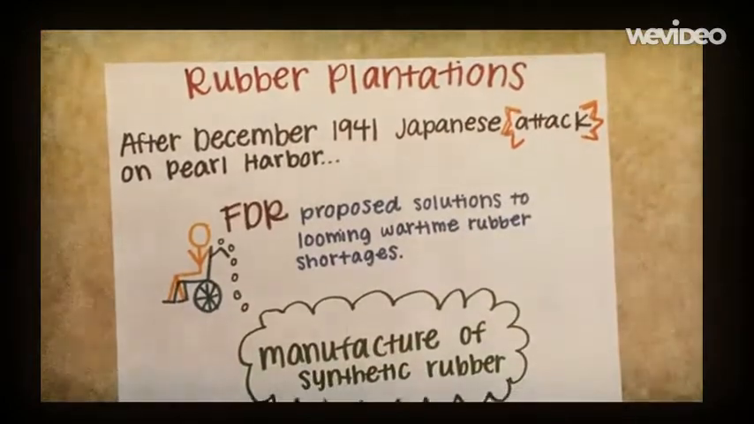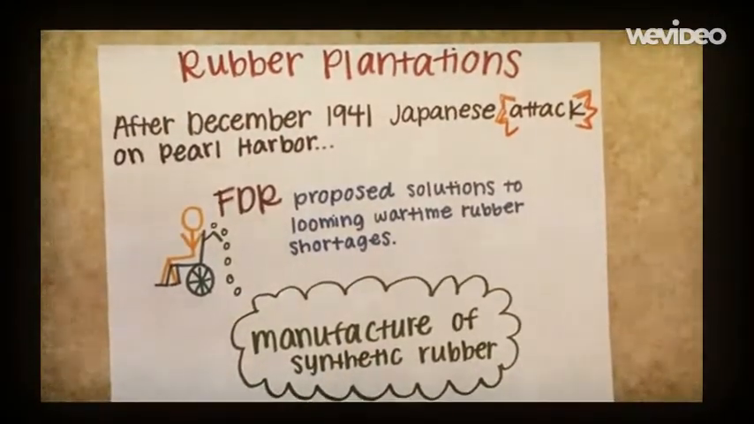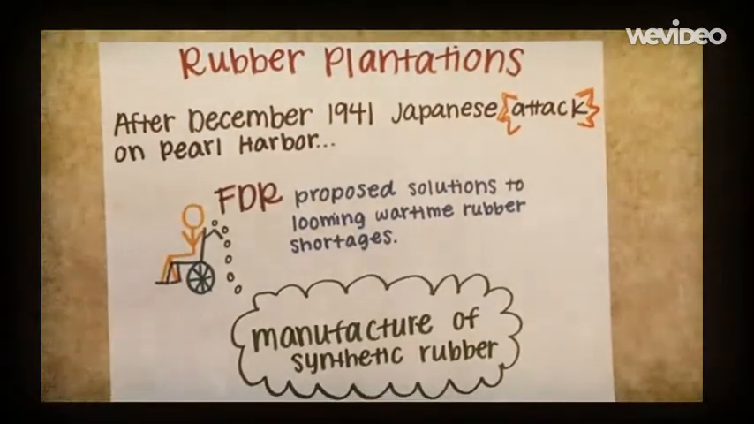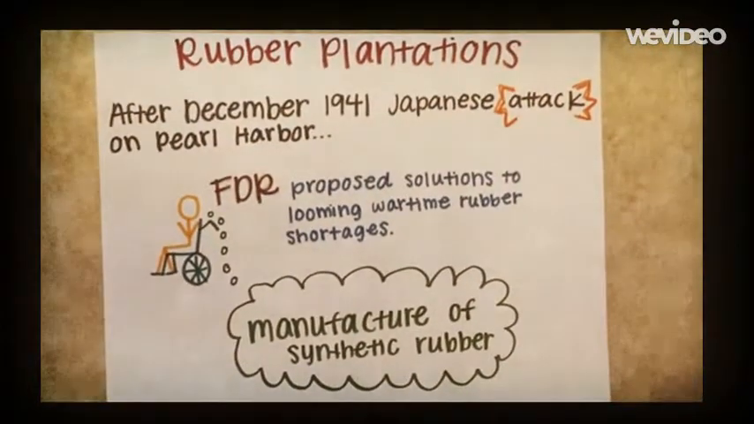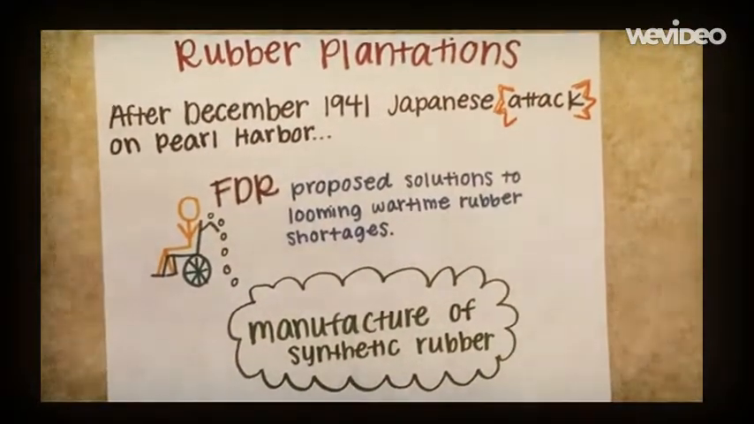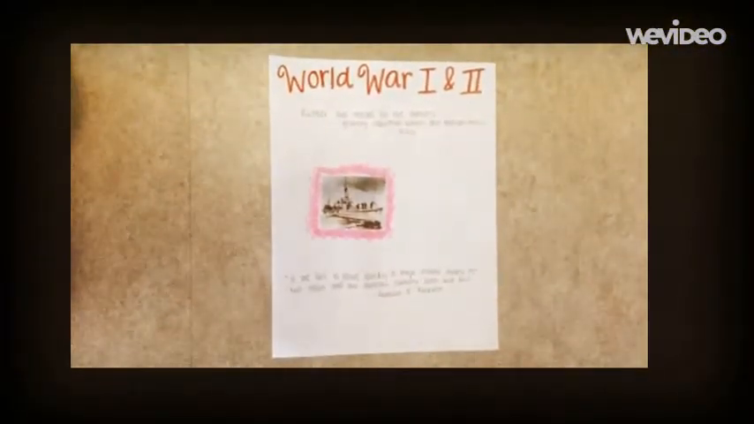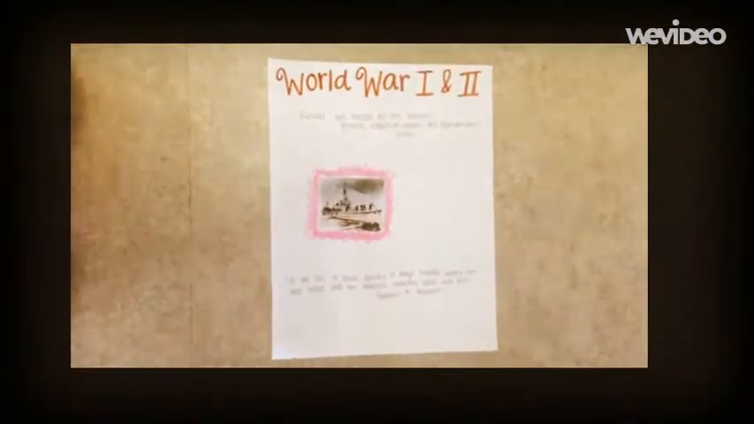After the December 1941 Japanese attack on Pearl Harbor, Franklin Delano Roosevelt proposed solutions to looming wartime rubber shortages. He also thought of the manufacture of synthetic rubber. Rubber has been changed by history. Rubber now applies to many different varieties of polymer structures whose development has been touched by the events of the 20th century.